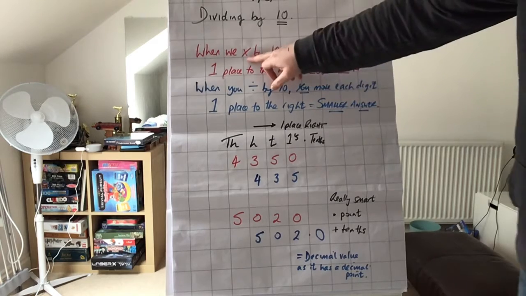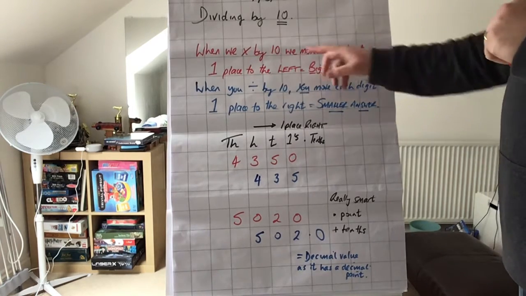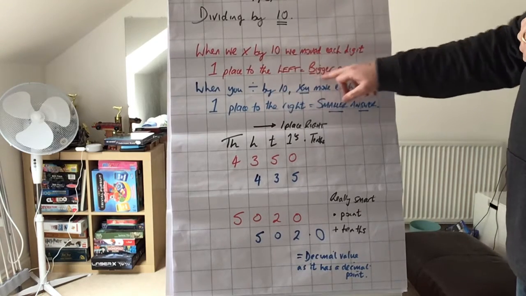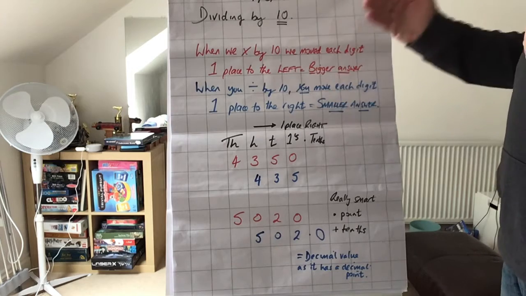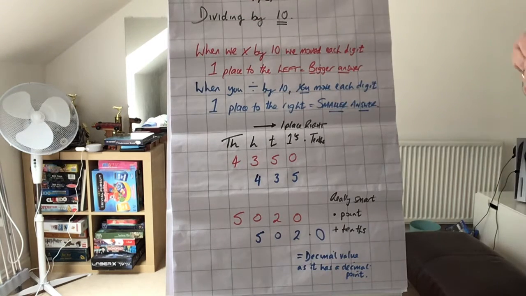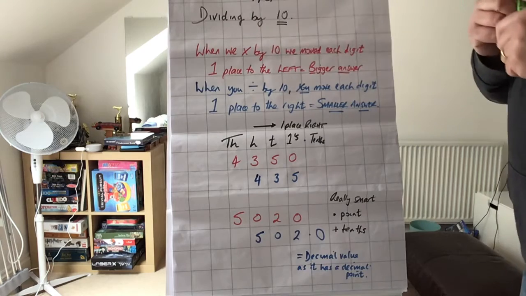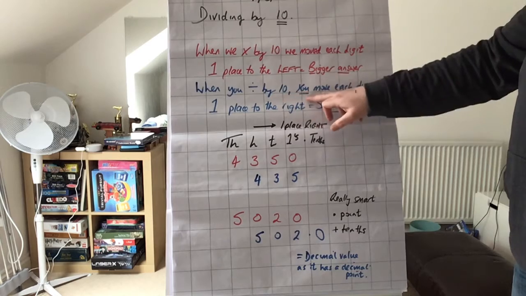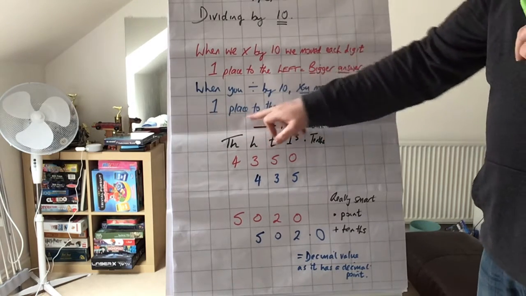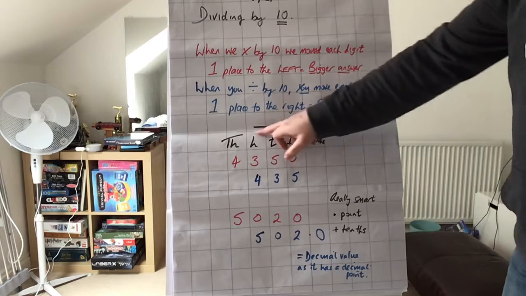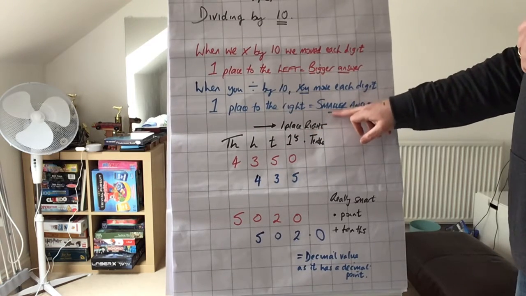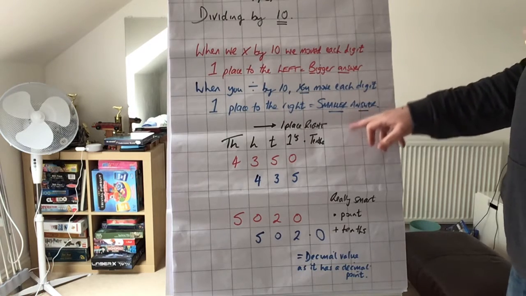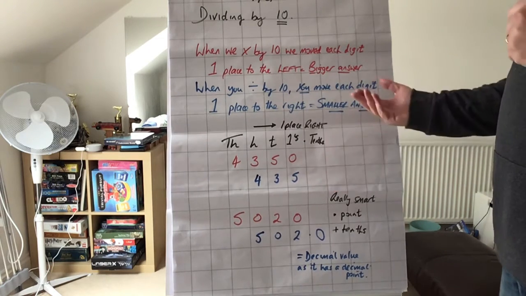When we multiplied by 10, so this is the universal symbol for multiplying, we moved each digit one place to the left. So when we multiply, we get a bigger answer because digits are moving to the left. They're getting bigger. So dividing is the inverse, so the opposite is going to happen. When you divide by 10, you must move each digit one place to the right, which means that the answer you get is smaller than the original answer. That's so important. You must look at your answers and go, well, that's smaller, therefore I have divided.